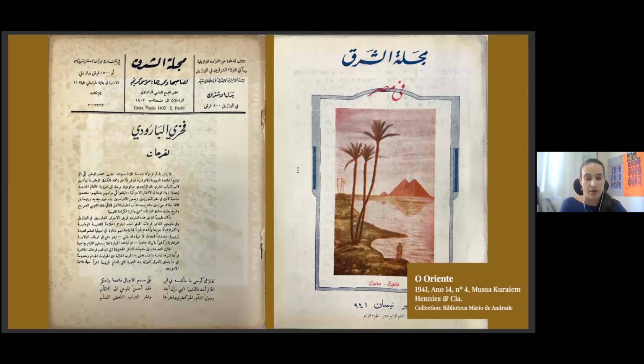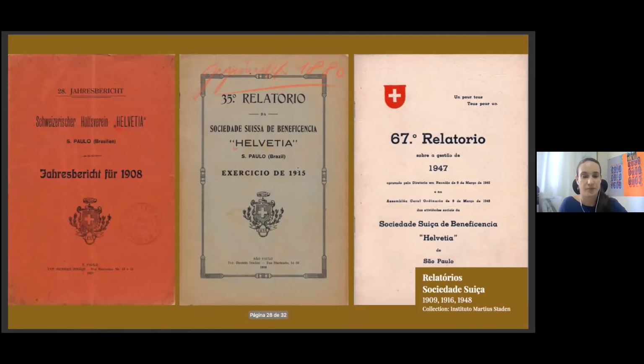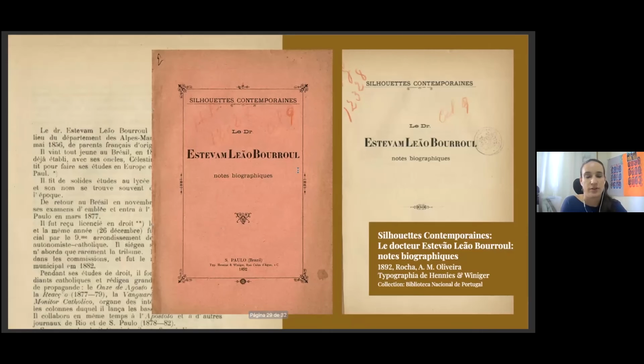The Haynes repertoire of Arabic typeface was wide. Text and display typeface are used in advertisements with variation in size, weight, and contrast. Publications for other immigrant communities include the annual report of the Helvetia Swiss Association, a charitable society, initially printed in German, and this book printed in French in 1892, a biography of Estevão Leão Burro, Brazilian journalist, lawyer, and politician of French descent.